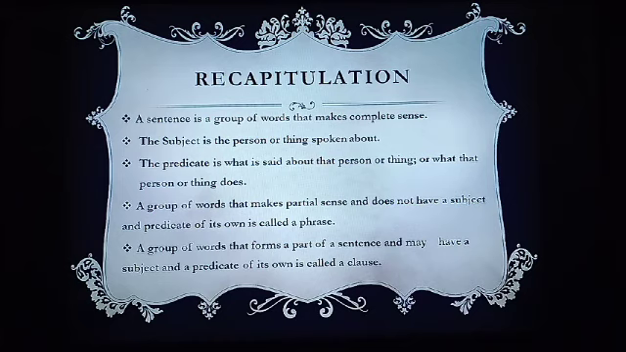So we have reached the end of the presentation. I hope sentence and its parts is absolutely clear and this presentation has been fruitful for you and I was able to make you clear about sentence and its parts.